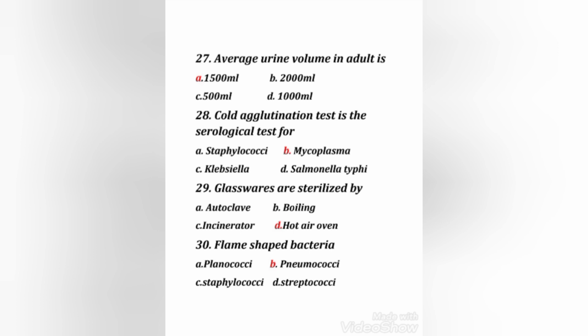Next question. Flame-shaped bacteria: Planococci, pneumococci, staphylococci, streptococci. And the right answer is option B, pneumococci. And why did pneumococci get the name flame-shaped bacteria? Because of its shape. These are gram-positive diplococci, capsulated, one end round and the other end pointed. And about planococci, they are gram-positive cocci and motile in nature. Staphylococci are gram-positive cocci arranged in grape-like clusters, and streptococci are spherical or oval cocci arranged in pairs.